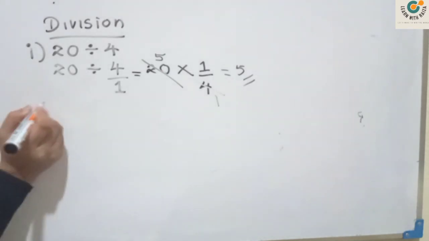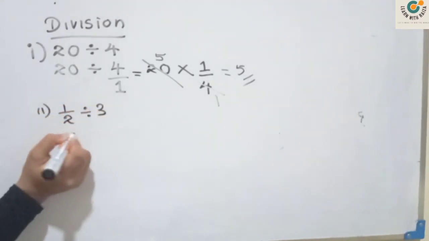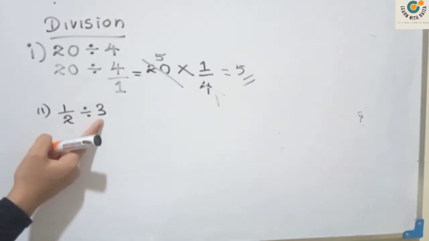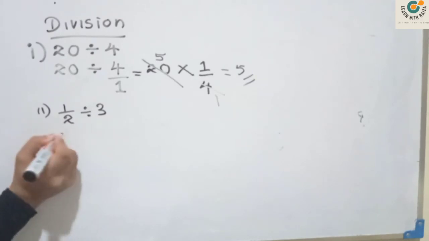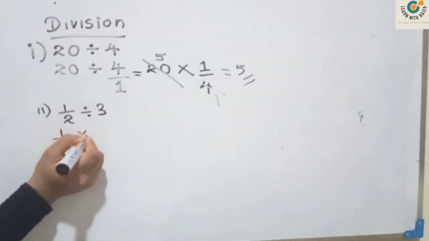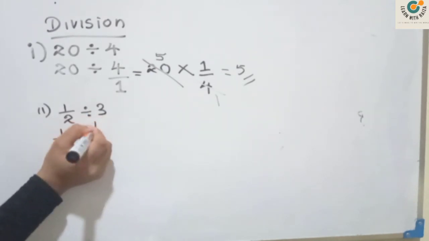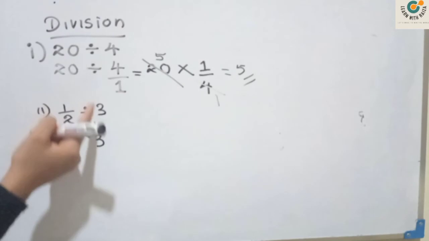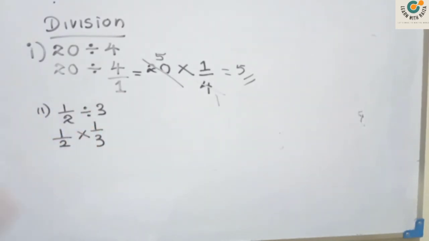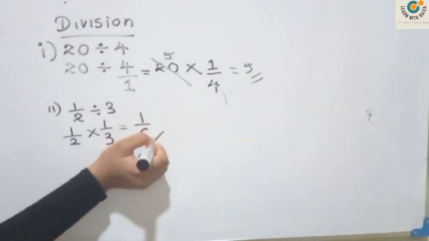And if I consider another one like half divided by 3. Now what do you understand here? Remember this 3 is a whole number, so the denominator is 1 here. So half divided by 3 means I can take this as multiplication, and 3 the denominator is 1, so you get the reciprocal 1 over 3. 3 over 1 reciprocal is denominator becomes the numerator, numerator becomes the denominator. So finally you are getting 1 over 6.